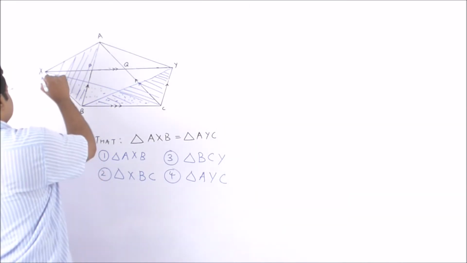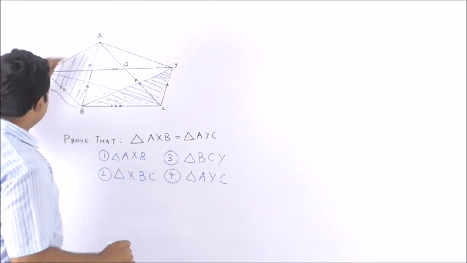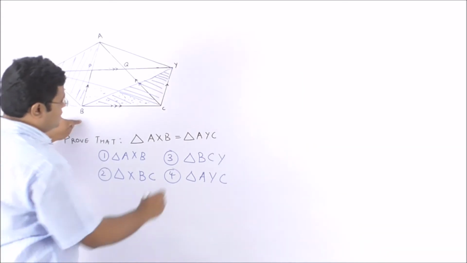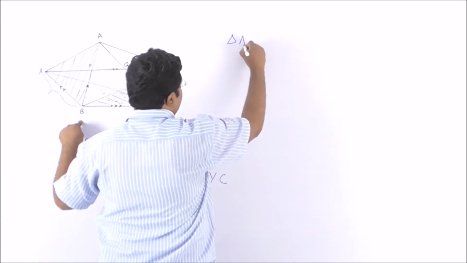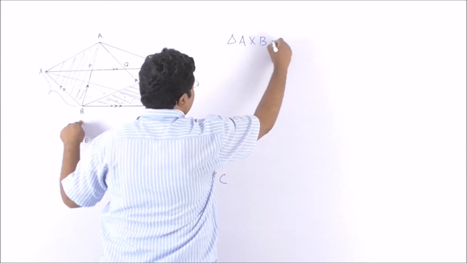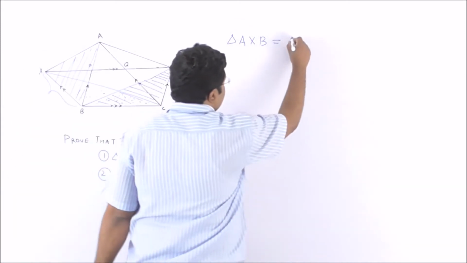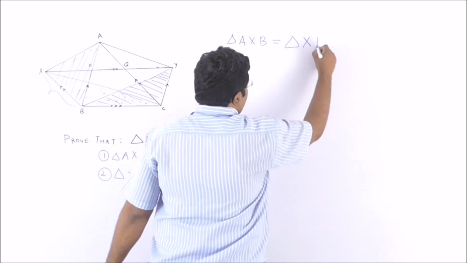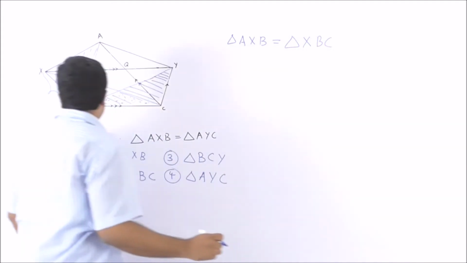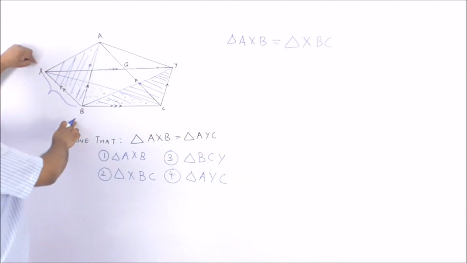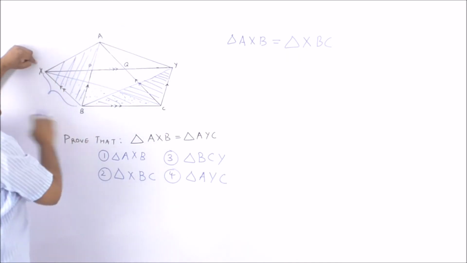First, have a look at this. Triangle AXB is equal in area to triangle XBC. They have the same base XB and lie between the same two parallels.